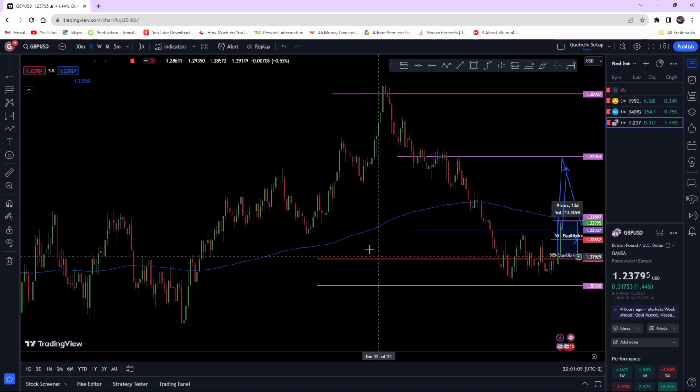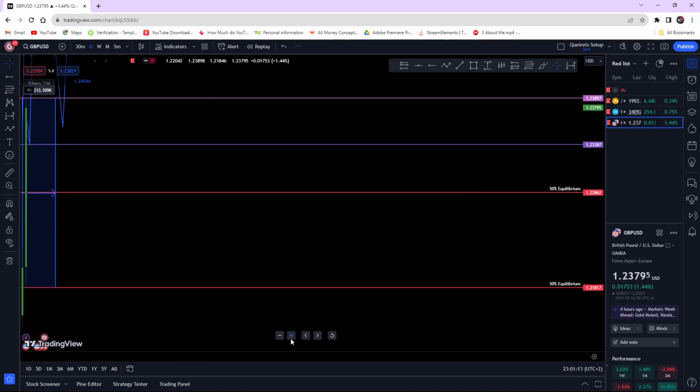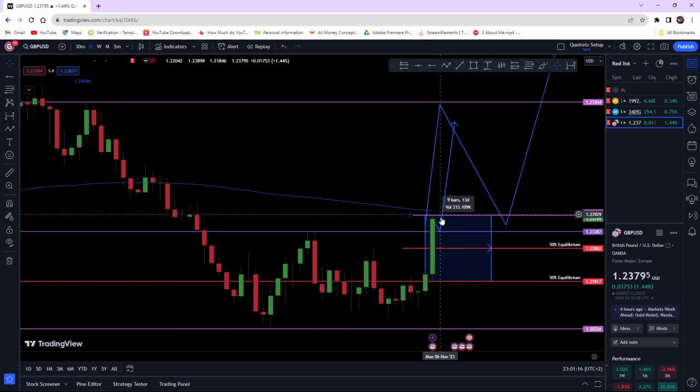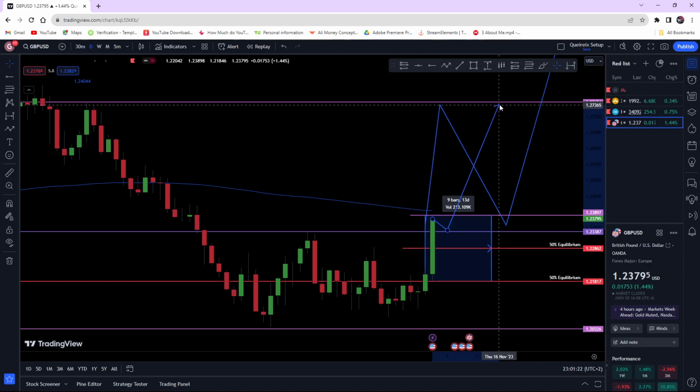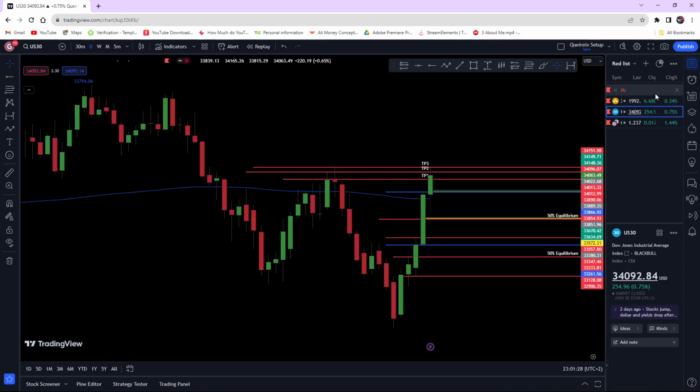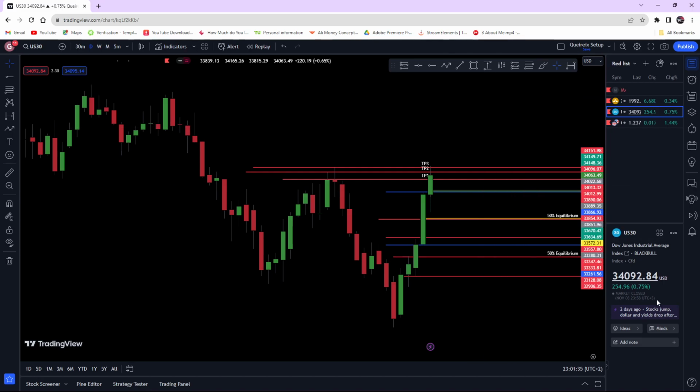We can see GBP USD going back up, but I predict a bullish move this week on GBP USD. Definitely seeing a bullish move. Then just to quickly analyze and look at US 30.